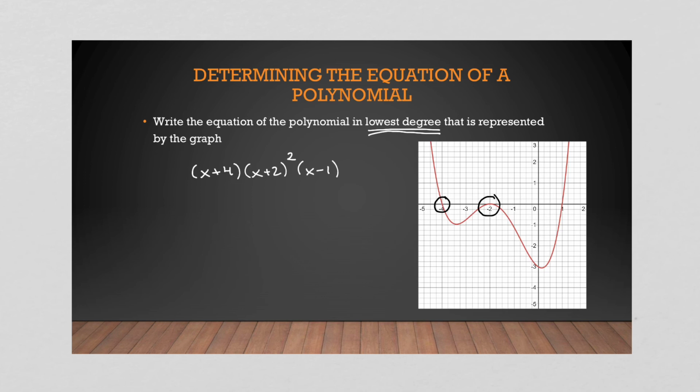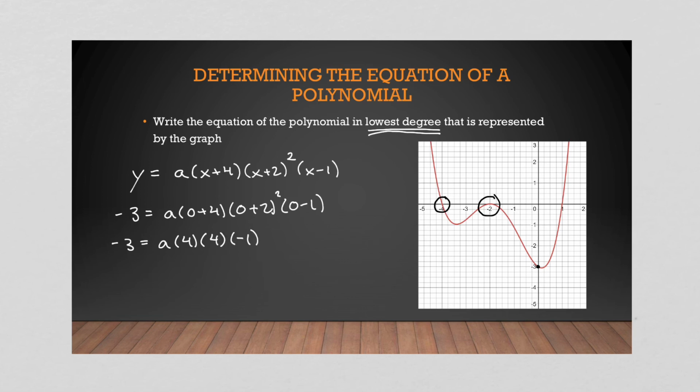And then what is our a value? Well, in this case, you are given a point here where we can see that our y-intercept is (0, -3). So that's the point we use to solve this portion of our equation. So when y is equal to -3, x is equal to 0. So we're going to do a little bit of arithmetic here again, and then we are going to solve for a. So negative 3 equals a times 4 times 4 times negative 1. So negative 3 equals a times negative 16. So a equals 3 over 16.